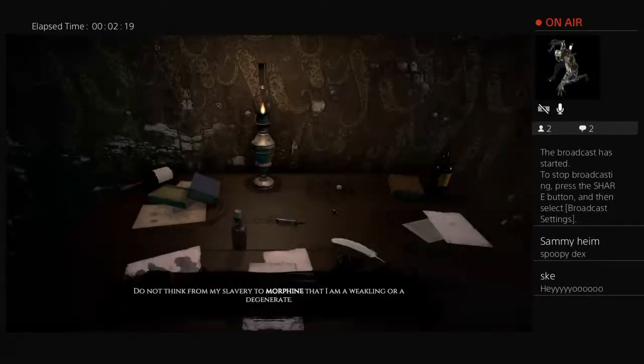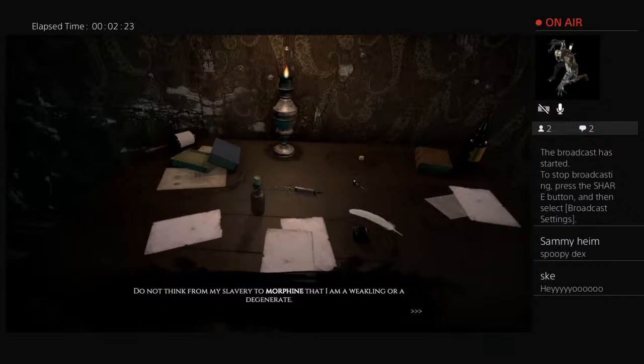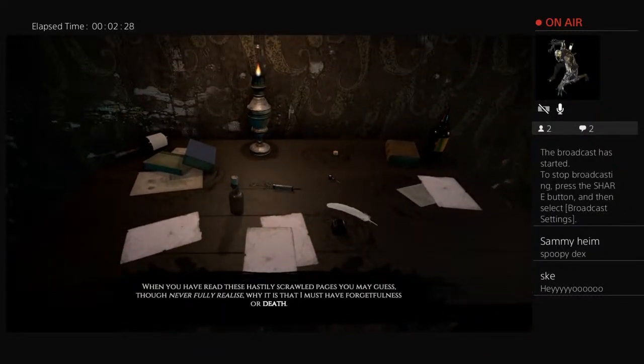I can bear the torture no longer, and shall cast myself from this window into the street below. Do not think from my slavery to morphine that I am a weakling or a degenerate. When you have read these hastily scrawled pages, you may guess, though never fully realize, why it is that I must have forgetfulness.